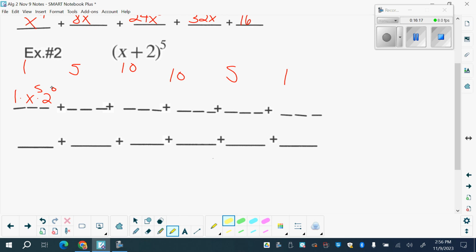Okay, so this one, 5 times x to the 4 times 2 to the 1. Next one, 10 times x to the 3 times 2 to the 2. Questions on that? Where we're finding that? David, did you have a question on that? Okay. So then the next one, you get the 10, and then, what would the exponent on the x be?